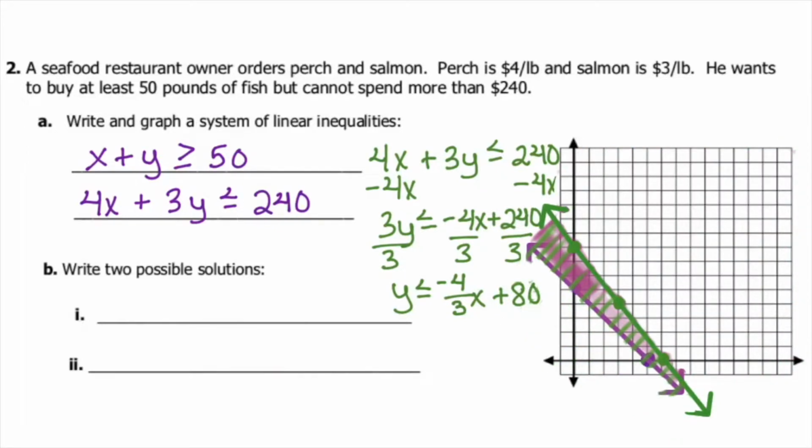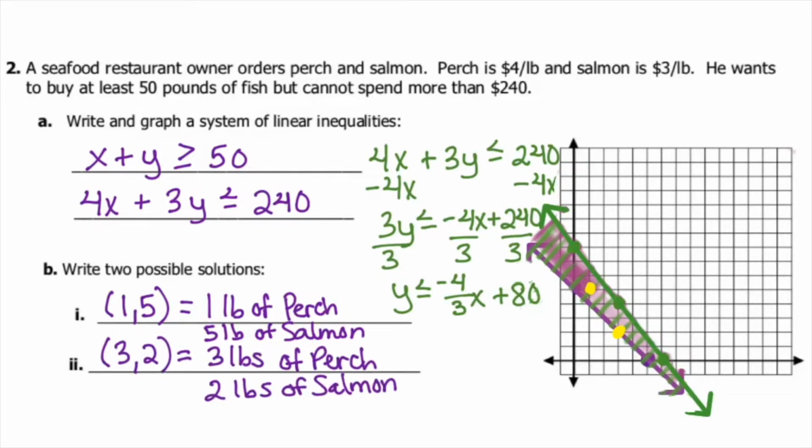And then it says 2 possible solutions. So the first one I picked was 1, 5. Second one I picked was on the line because a solid line includes the solution as long as it's a border of the double shaded area. And that's 3, 2.